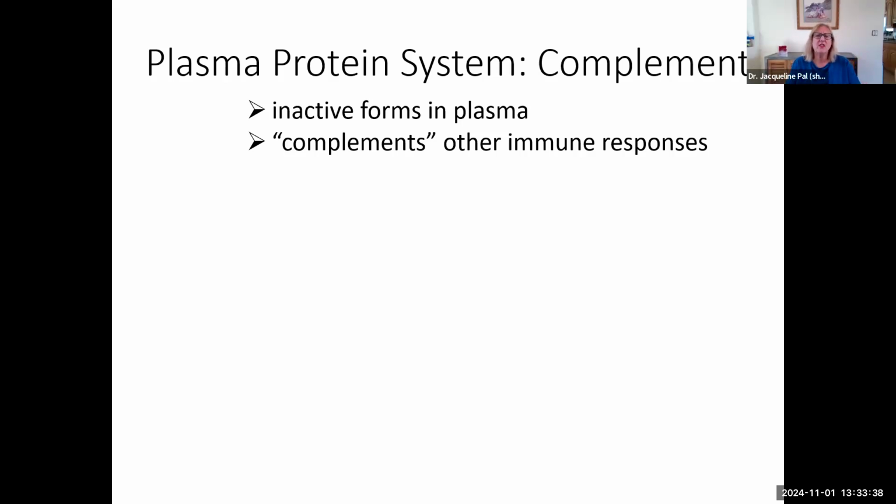And the reason why it's called complement, and notice this is complement spelled with an E as opposed to compliment with an I. Compliment with an I is when I say, oh, you're so pretty. But complement with an E means in addition to other stuff. So this complements the other immune responses that we are having.